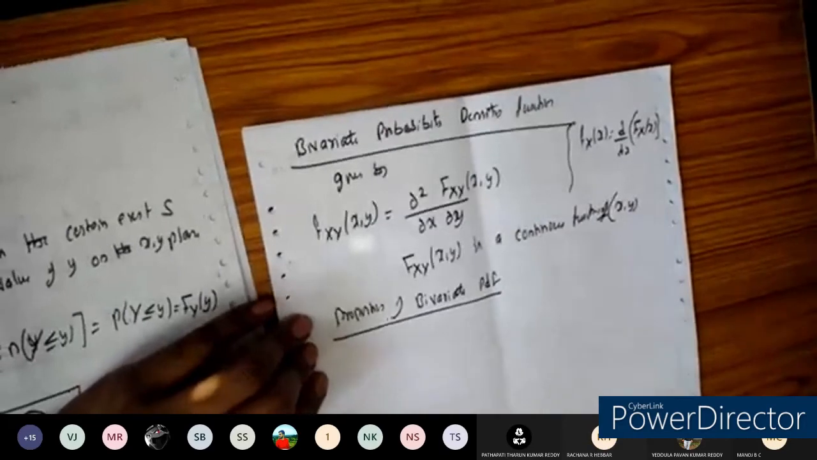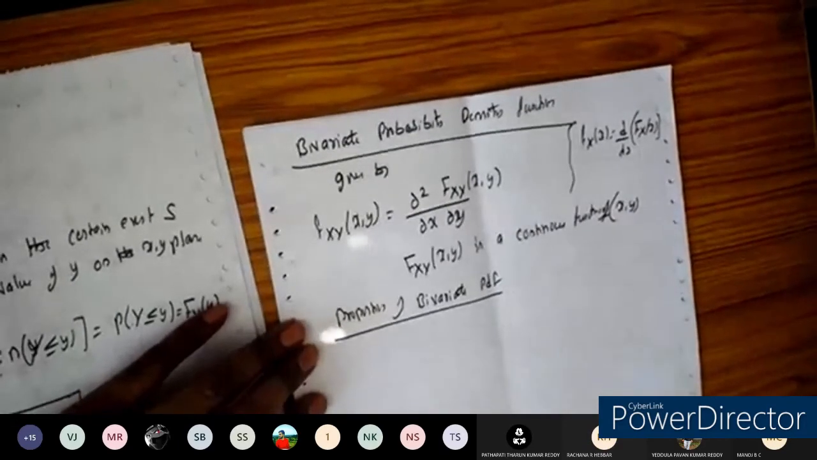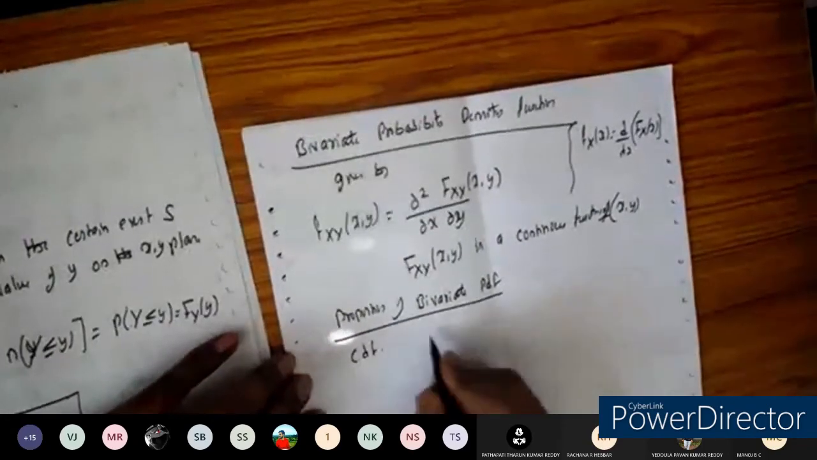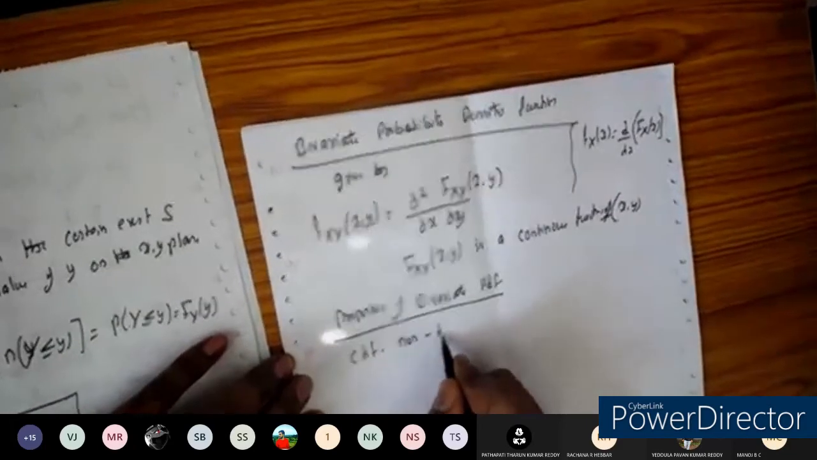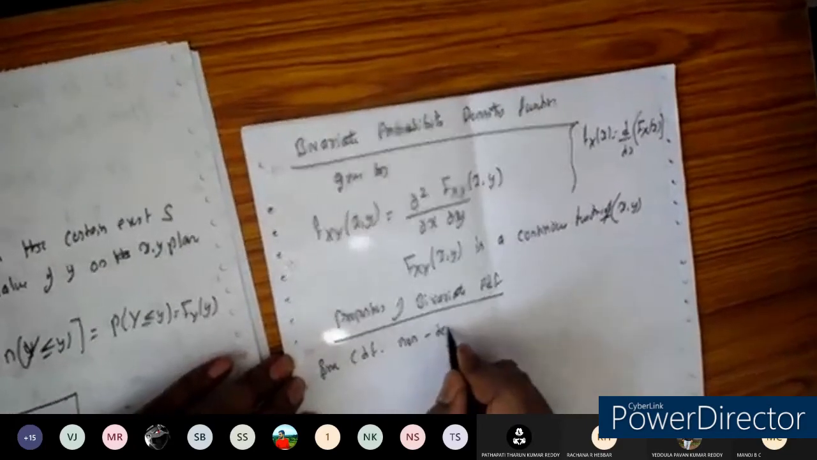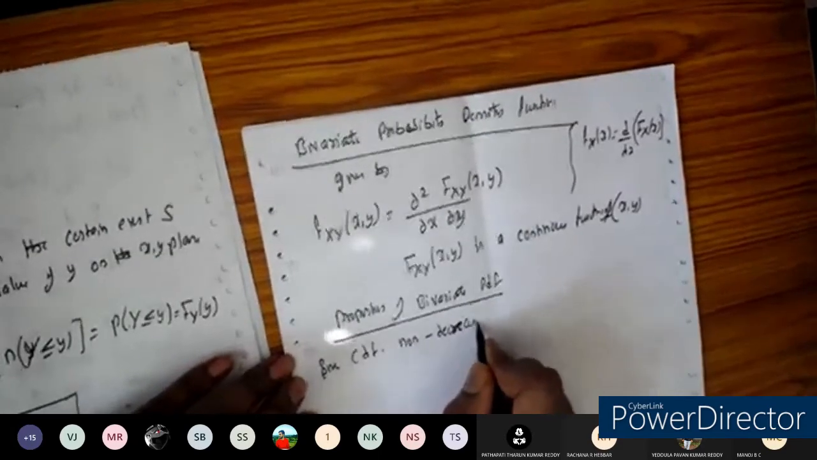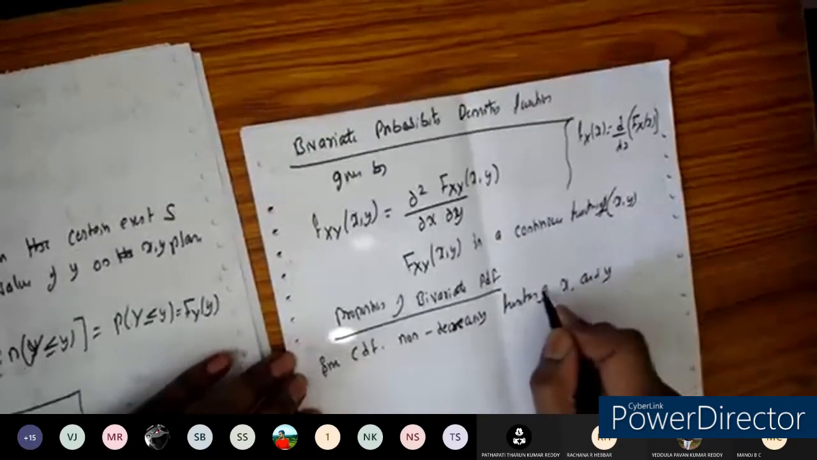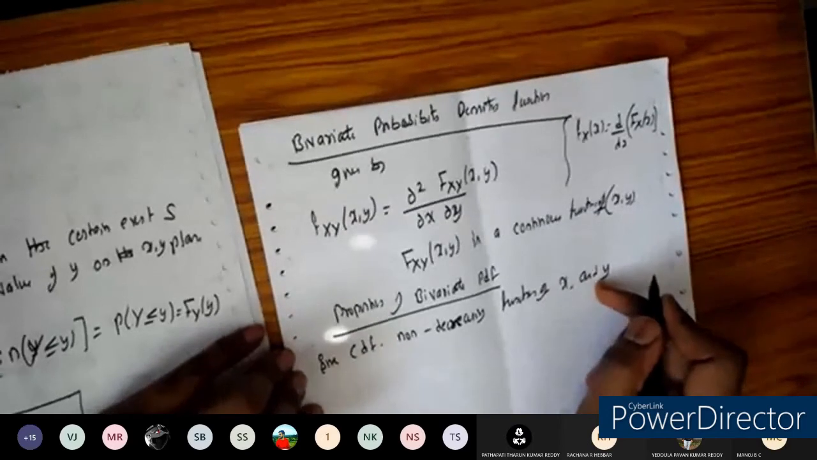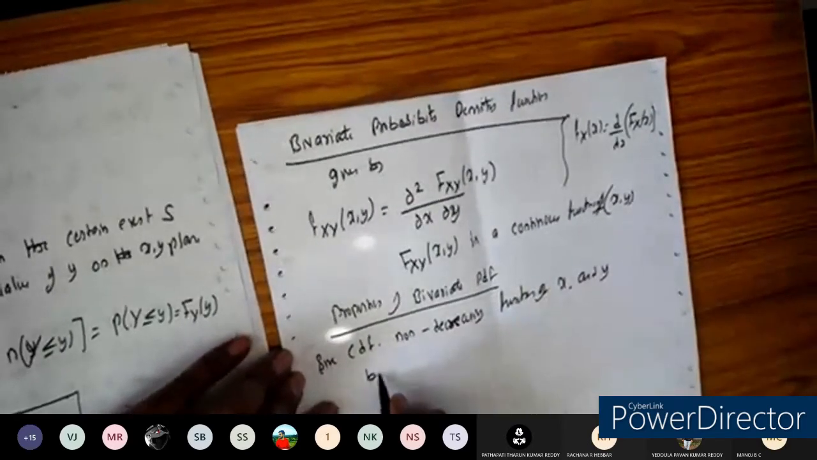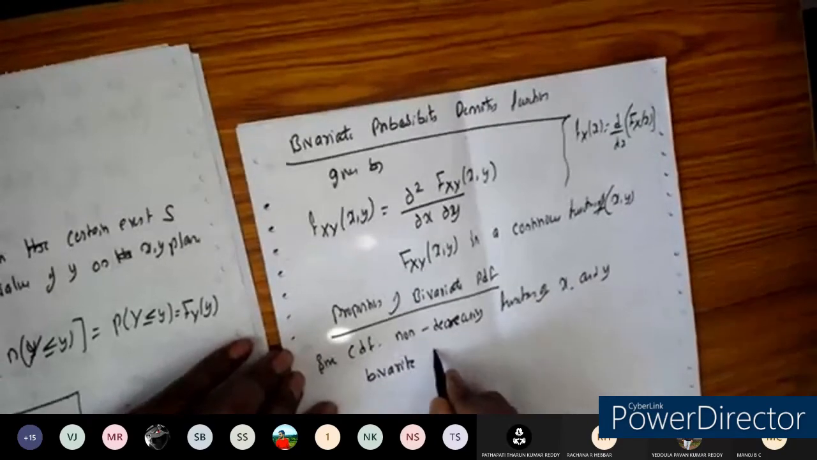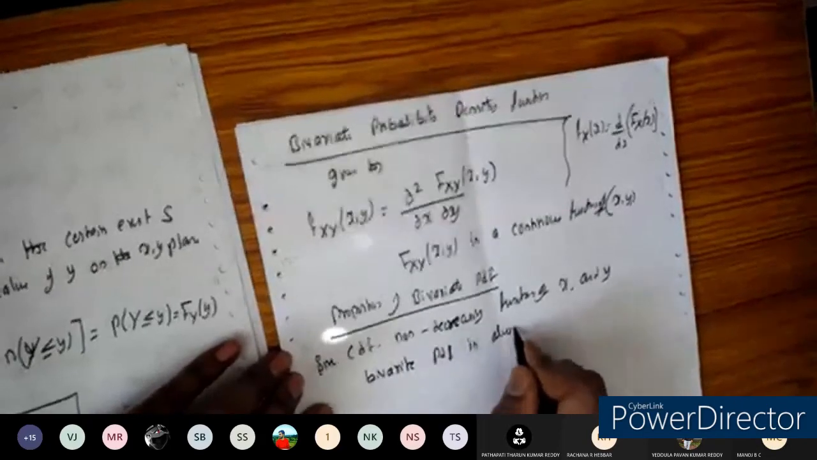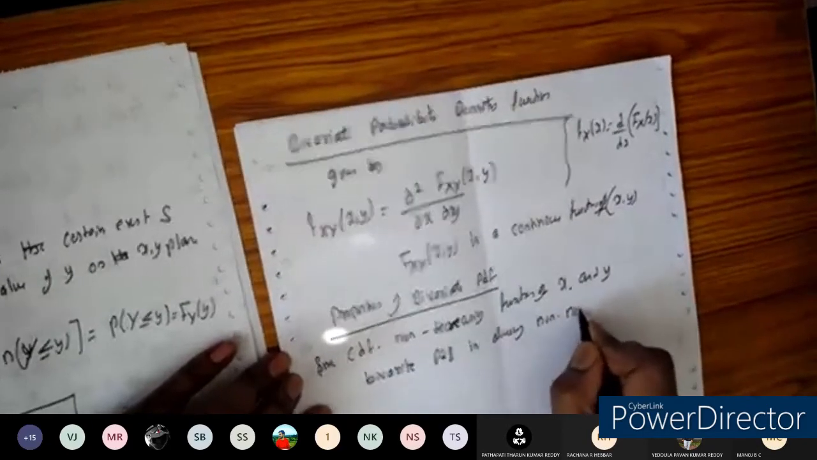The same concept will be used here. One of the properties: since the CDF is a non-decreasing function of x and y, the bivariate PDF is always a non-negative value.